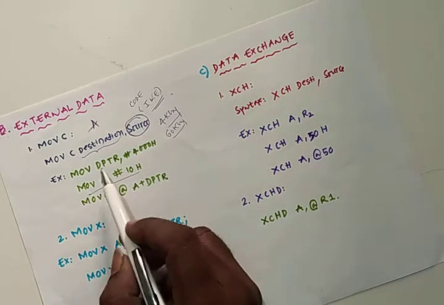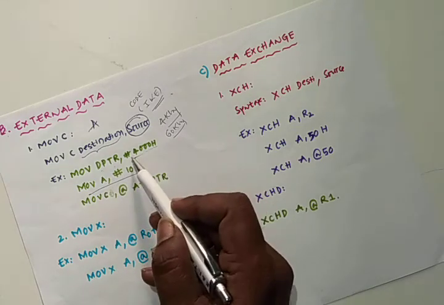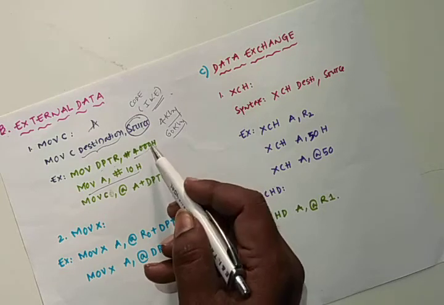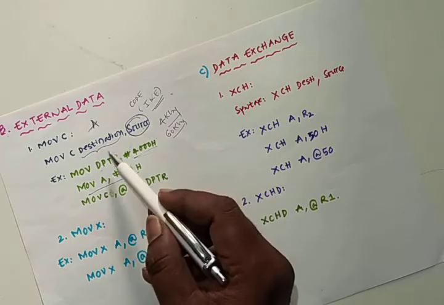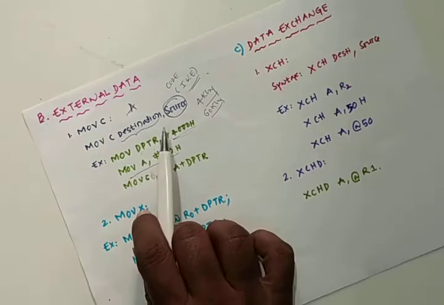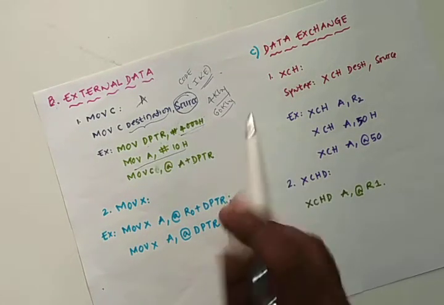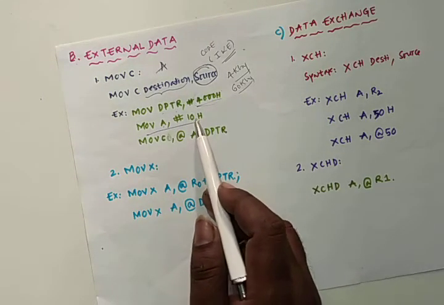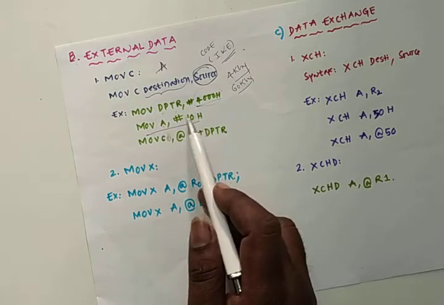This is about move to the data pointer register. We know that it is a 16-bit register and 4000H also is 16-bit. That means copy of data, that is 4000H will be moved into the data pointer register. It is an internal register, and 4000H is an external code memory address. And coming to MOV A, 10H, that means a copy of 10H will be moved to A.